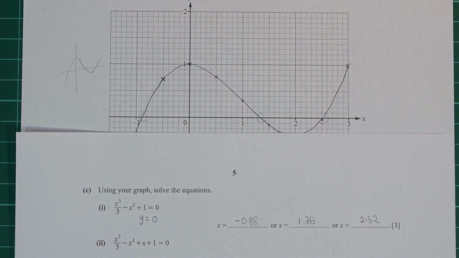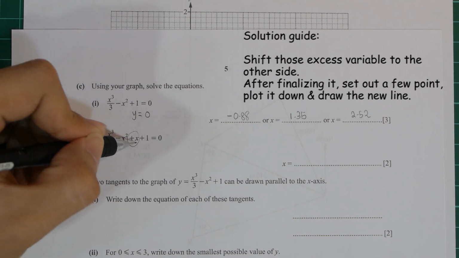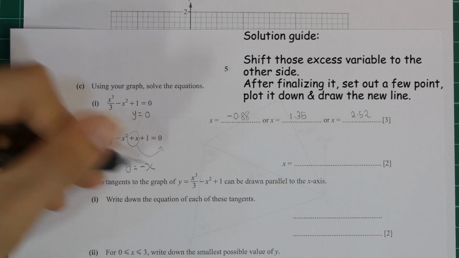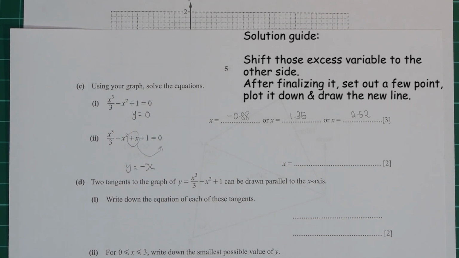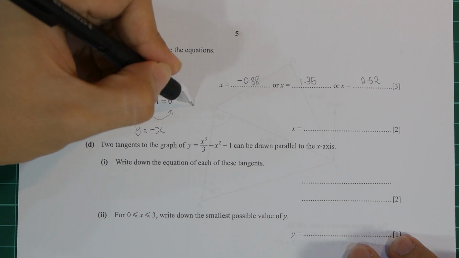As for the next part, it's a little bit trickier. You're required to shift all the excess variables to the other side. So in our case, it is actually negative x. So when y equals negative x, then you're required to set out points in order for you to draw the line.